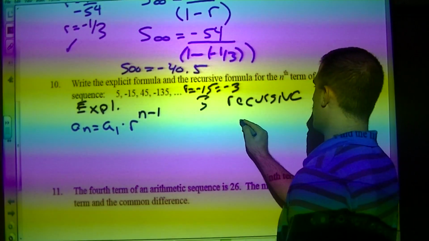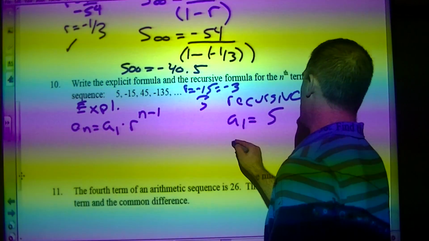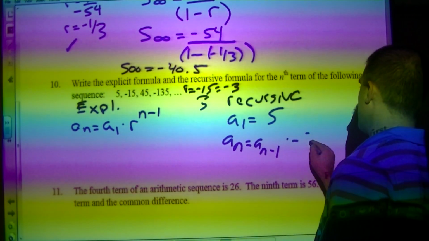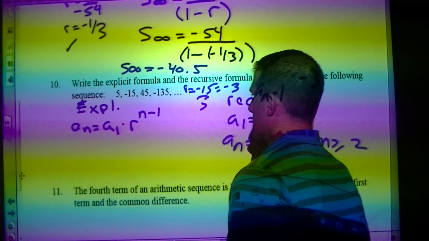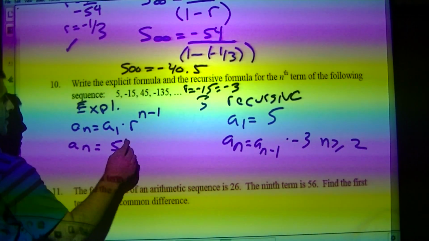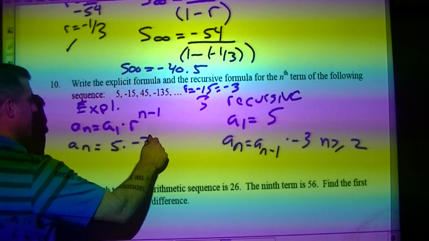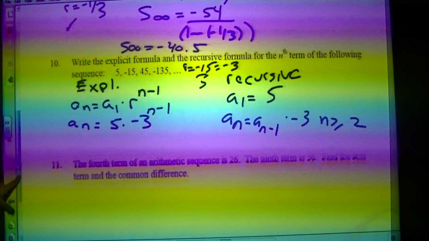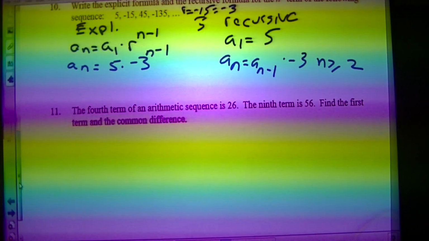So my recursive formula, A1 is 5, and A(n) equals A(n minus 1) times negative 3, where n is greater than or equal to 2. Okay? This one, I'm going to have 5 times negative 3 to the n minus 1. Okay? Explicit, recursive. All right, last problem on this page.